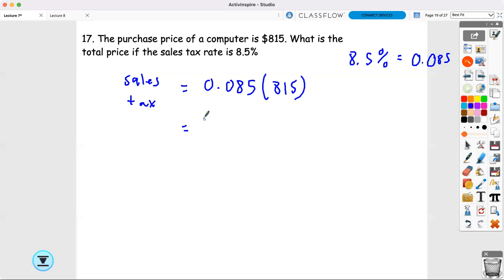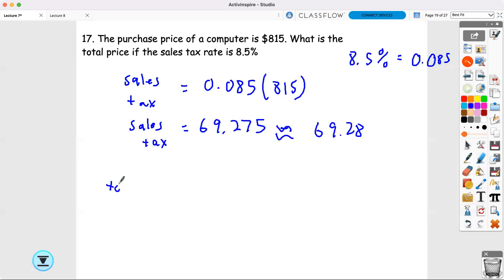And I get 69.275. Now, class, is this decimal 275 going to round up to 28 cents or stay at 27 cents? What are your thoughts? Round up. It's going to round up because it's 5 or more, right? So it's going to be approximately $69.28.